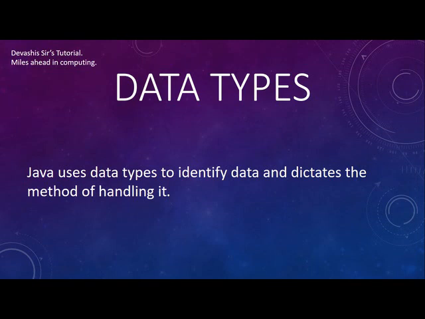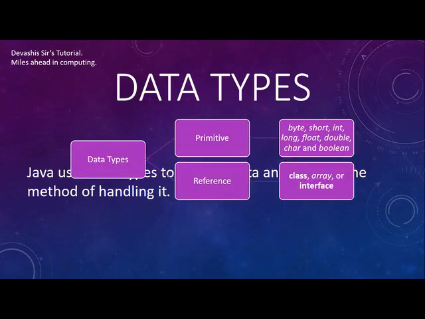And then we have data types. So data types are a way of dictating to Java what kind of data your program is going to use. So it is defined as: Java uses data types to identify data and dictates the method of handling it. So what are the different types of data that will be used in a Java program is all dictated using these data types. Now you see these data types are categorized into two groups, that is primitive and reference data type. So in the primitive data type, these are inbuilt.